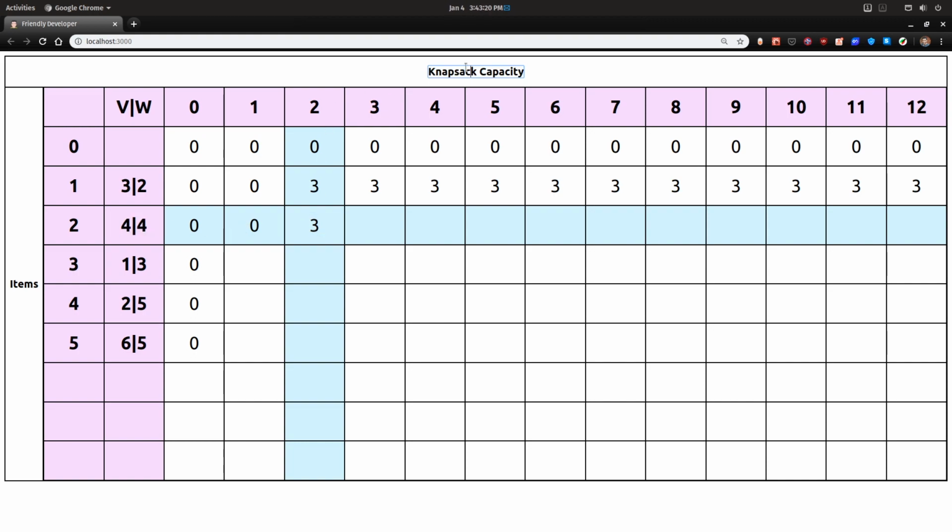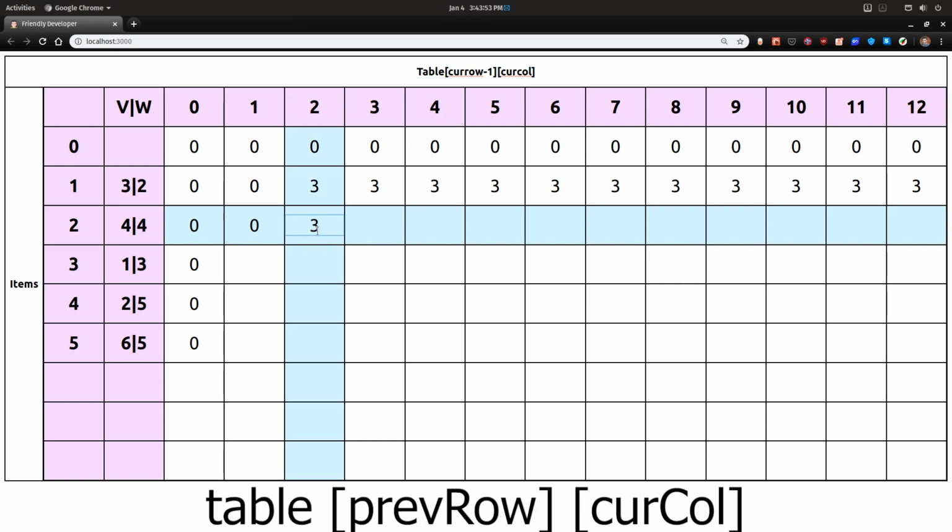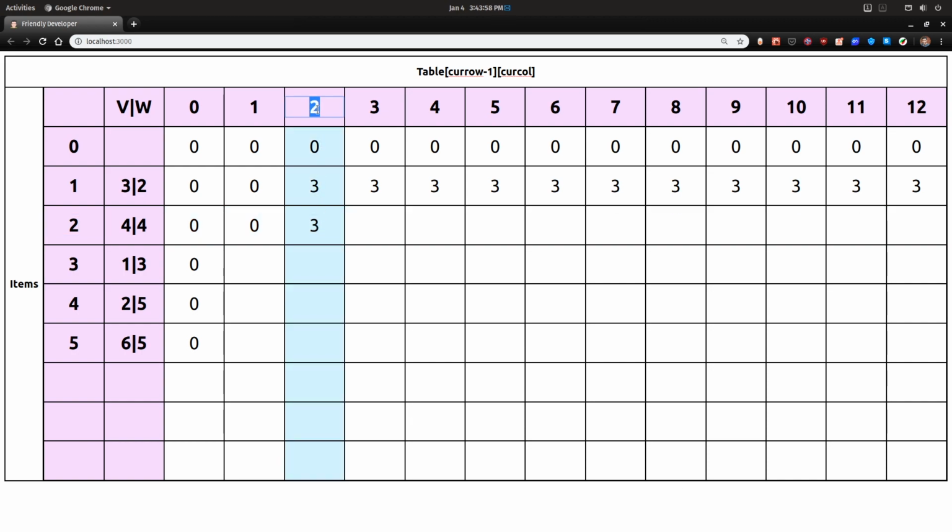So we can write a general formula. If your capacity of the knapsack is less than the weight of the current item that you are considering, or the current row that you are looking at, you can just directly copy the value in the previous row. Let's say this is the current row that we are looking at. You can just copy the value from the previous row in the same, current column. This will be the maximum value for a given problem with these two items given, and a capacity for knapsack with a value of 2.